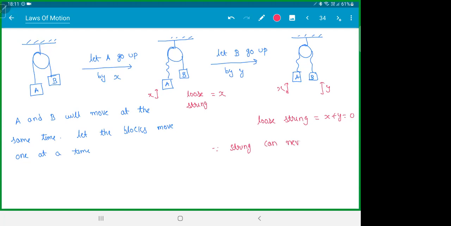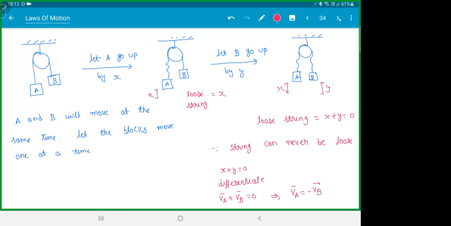So end of the day, we are actually using method 1 only. The length of the string is constant. So since we got X plus Y is equal to 0, differentiate. We end up with dx by dt, that will be VA bar plus VB bar is equal to 0. We get VA bar is equal to minus VB bar.